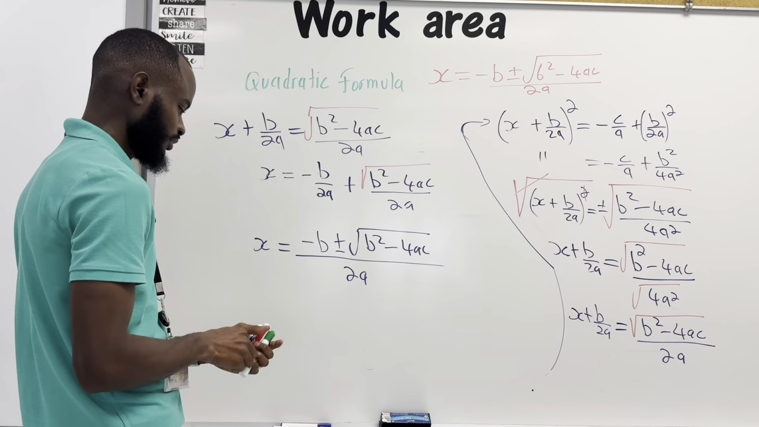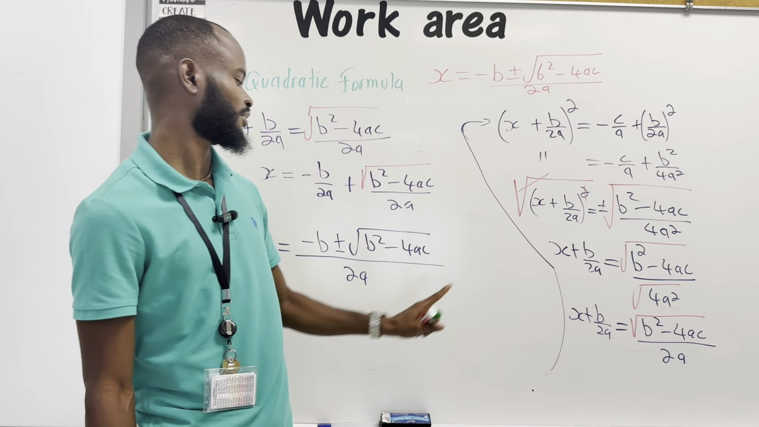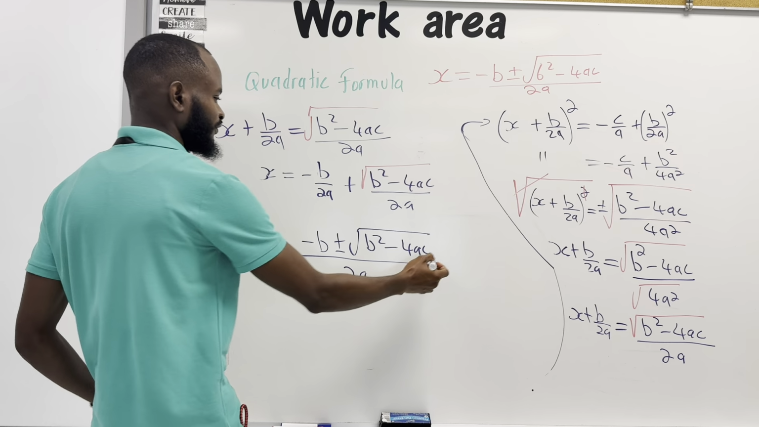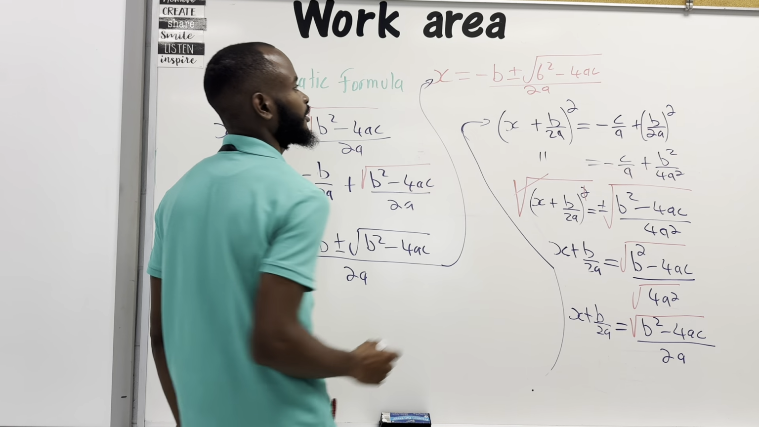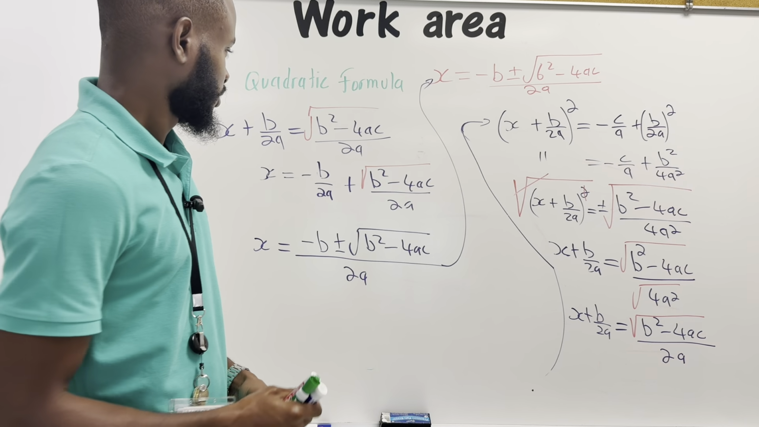Because as you can see, x is equal to negative b plus or minus the square root of b squared minus 4ac all over 2a, which is equivalent to what we have up here, which is exactly what we wanted to prove, right? Hope I did great.